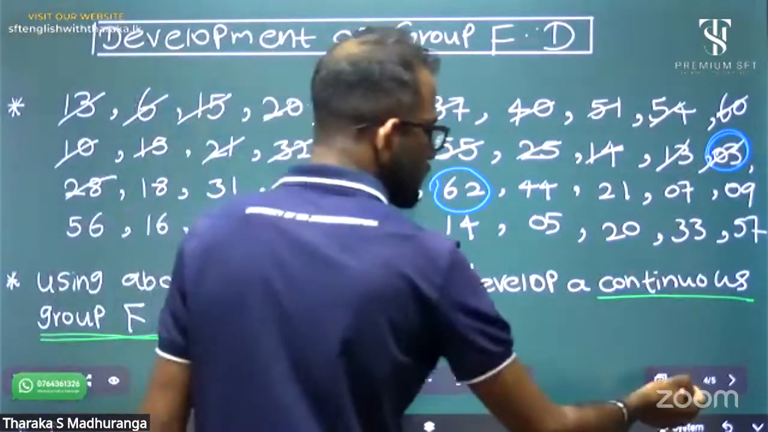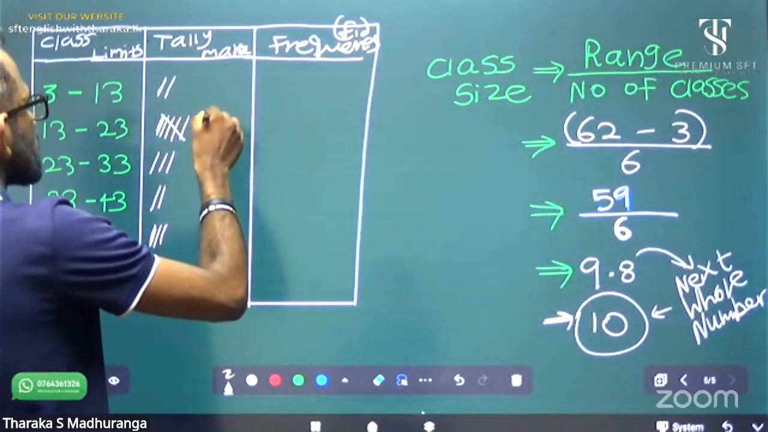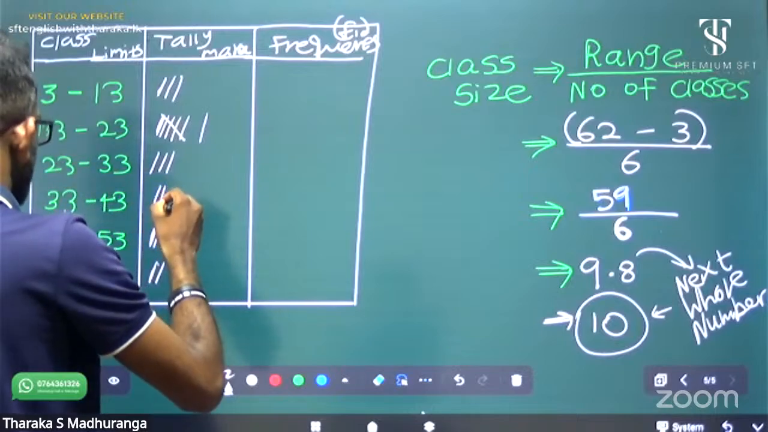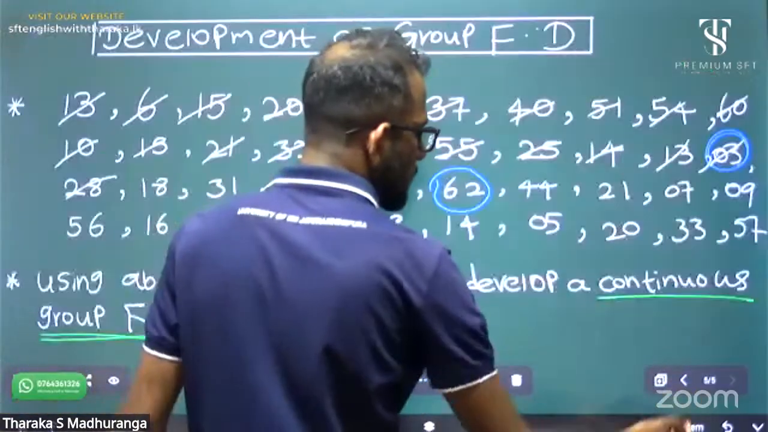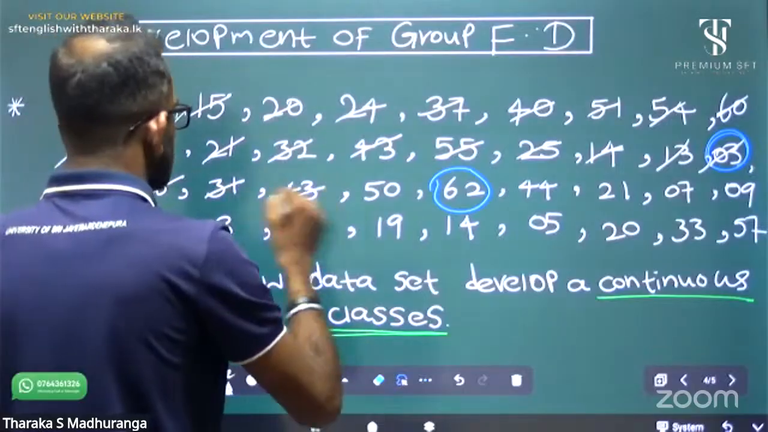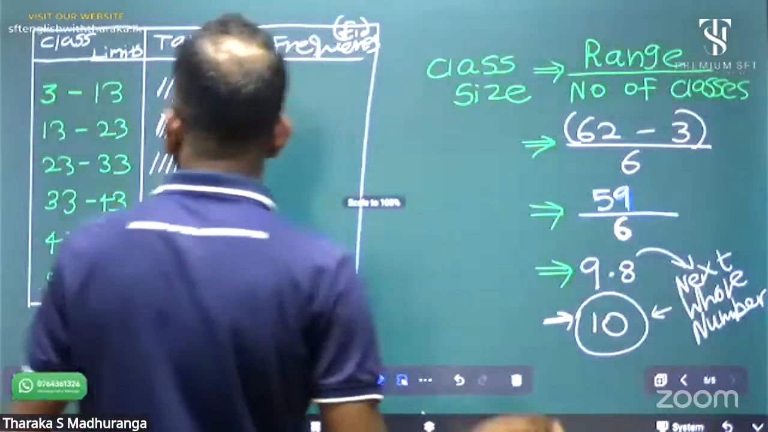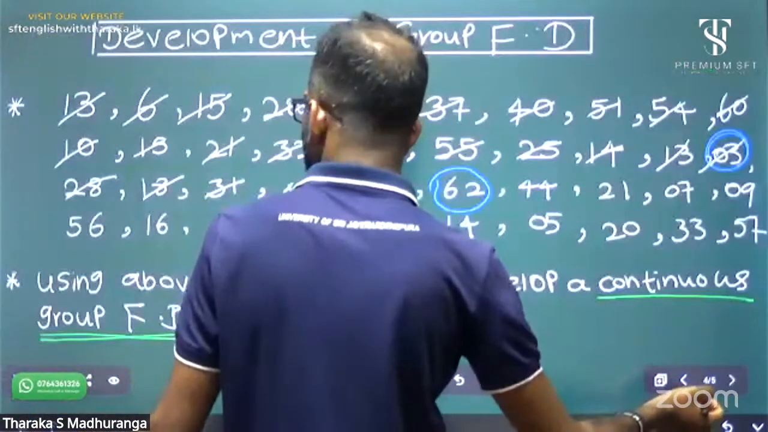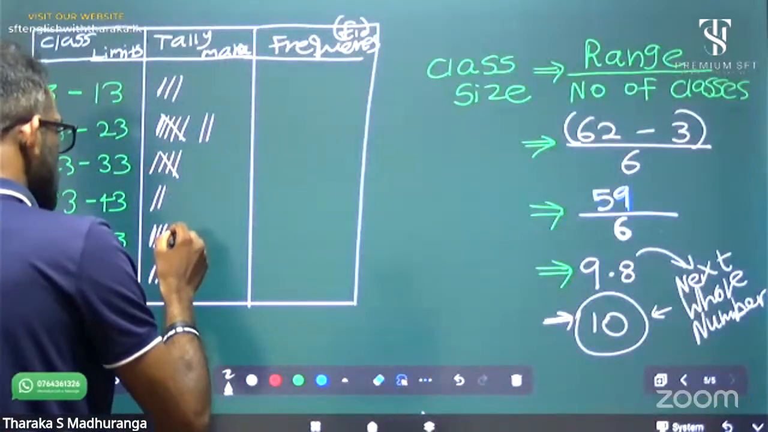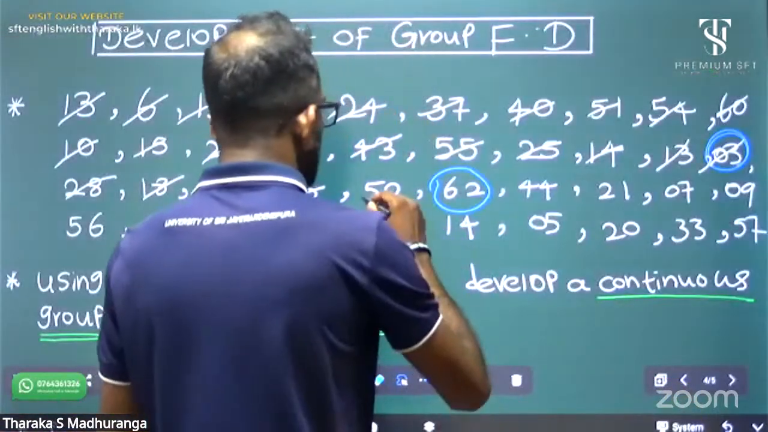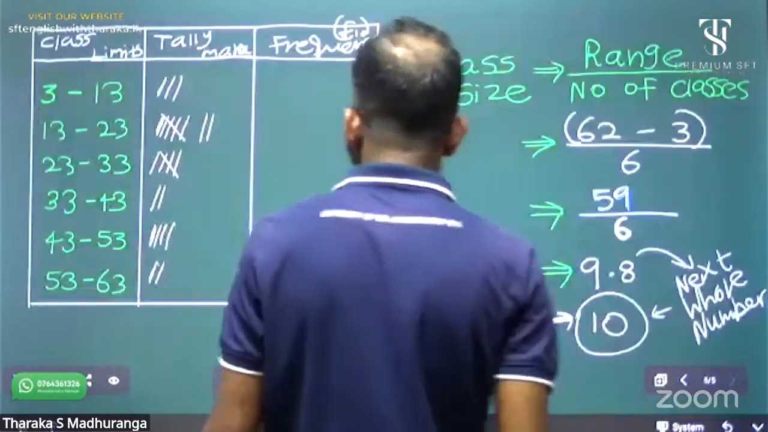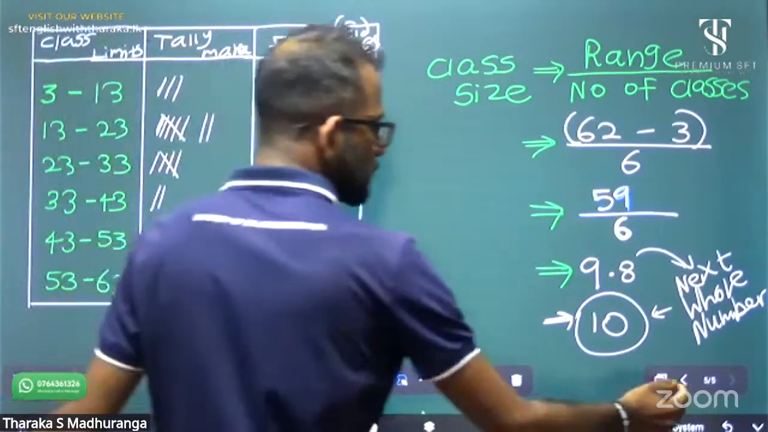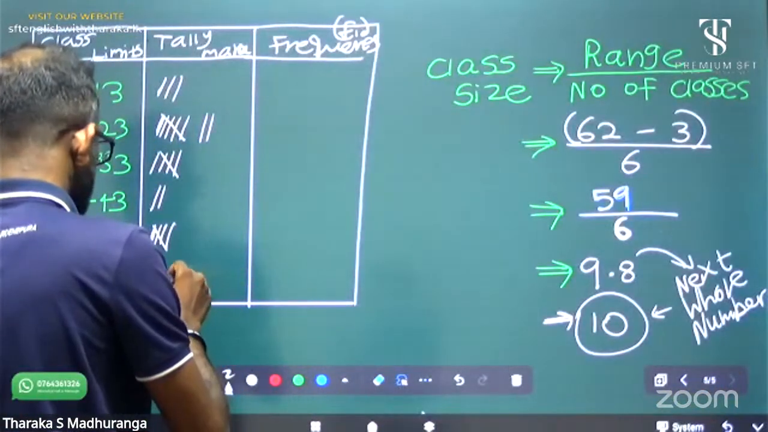13, 3, 28. 18, 31, 43. 43 into the next one. 50, 62, 44.